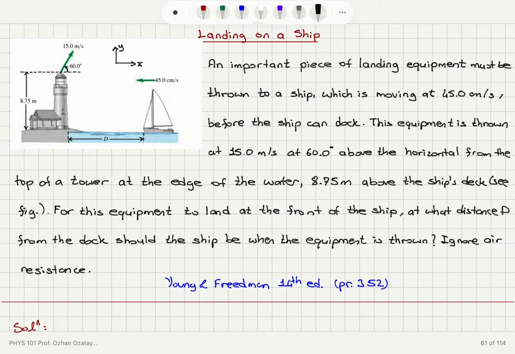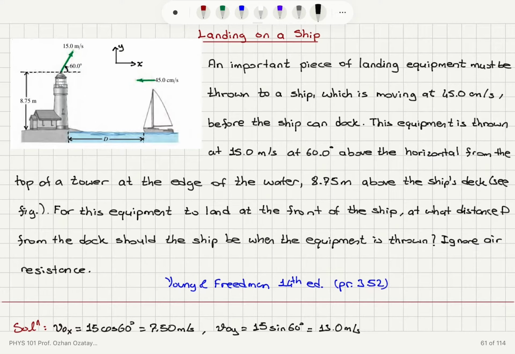So we have an initial velocity x component, v0x, equal to 15 meters per second times cosine 60, that is 7.50 meters per second. And we have an initial velocity y component, v0y, that is 15 sine 60, and this will be equal to 13.0 meters per second.